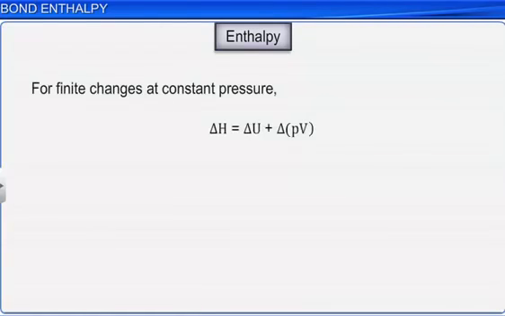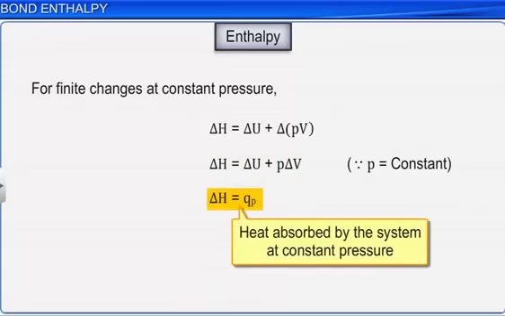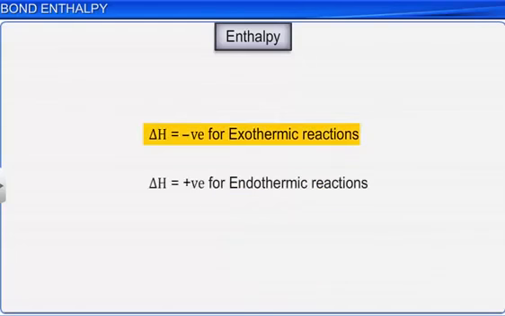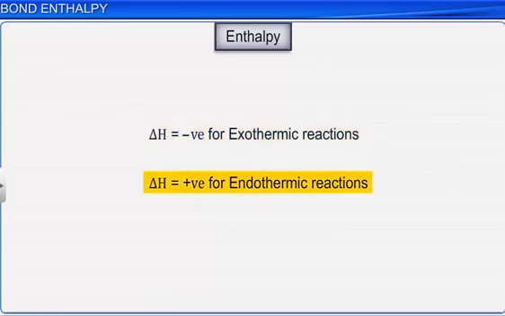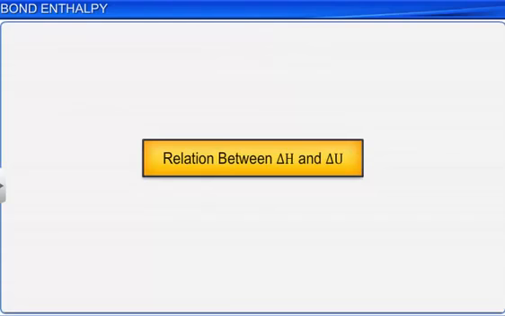For finite changes at constant pressure, we can write the equation as ΔH = ΔU + Δ(PV). Since P is constant, we can write ΔH = ΔU + PΔV. Remember that ΔH is equal to QP, the heat absorbed by the system at constant pressure. ΔH is negative for exothermic reactions and positive for endothermic reactions. Let's now look at the relation between ΔH and ΔU.